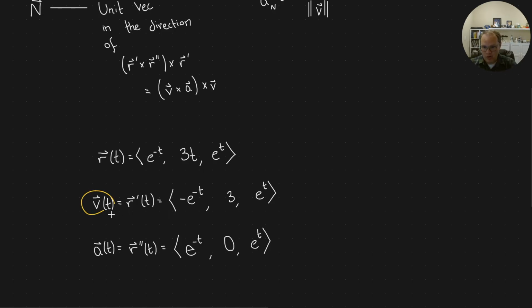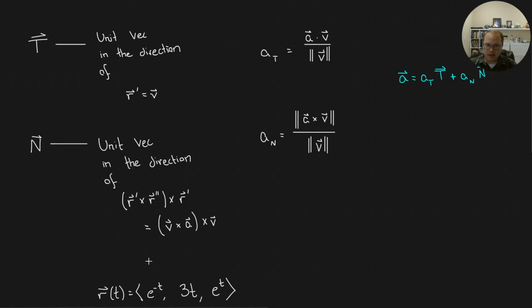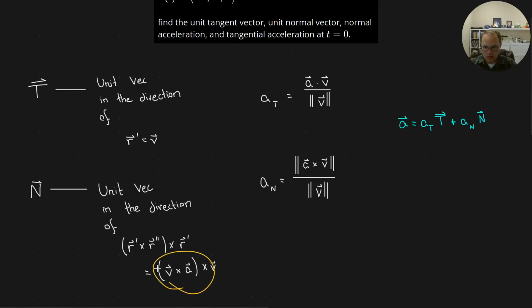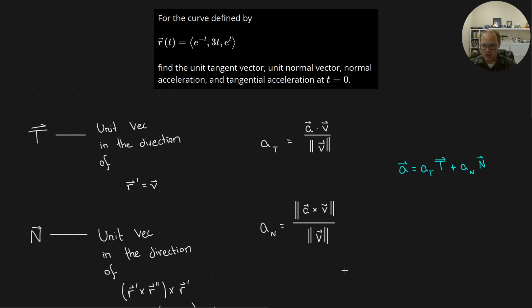I have all the functions that I need to calculate the things that I need to calculate, right? But note that I don't want to find the unit tangent and unit normal vector, these two components, as a general formula for the whole curve. I only care about what's happening at t equals 0.